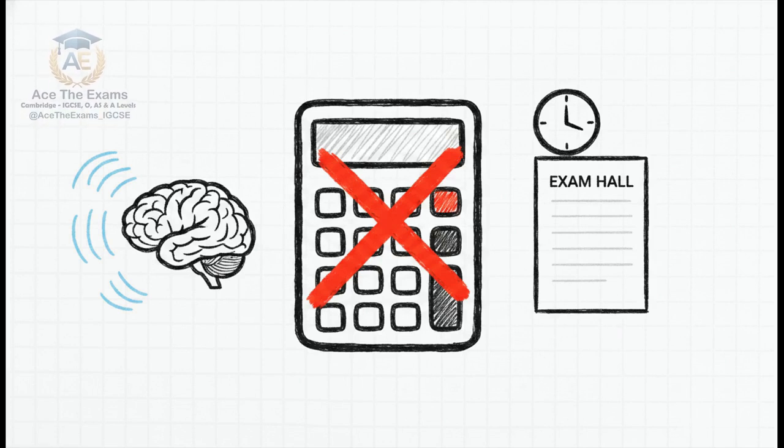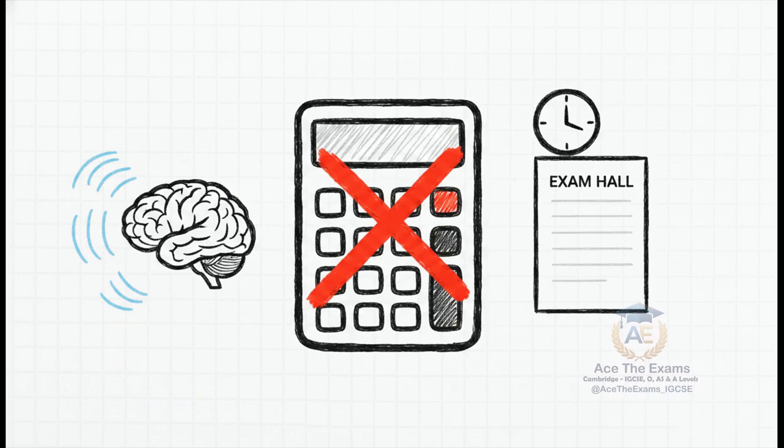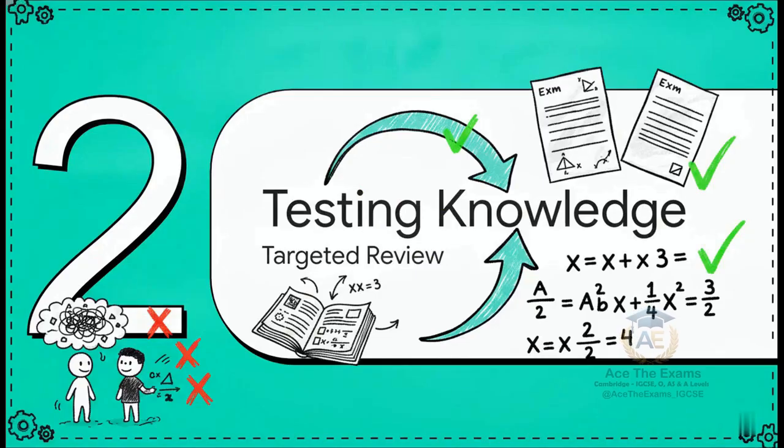If you ignore this warning and instinctively reach for your Casio during your study sessions, you are building false confidence. You are practicing for a reality that literally doesn't exist in the exam hall. Practicing mental math exactly as the syllabus dictates is what separates the average students from the absolute top tier. Section 2. Testing your knowledge.